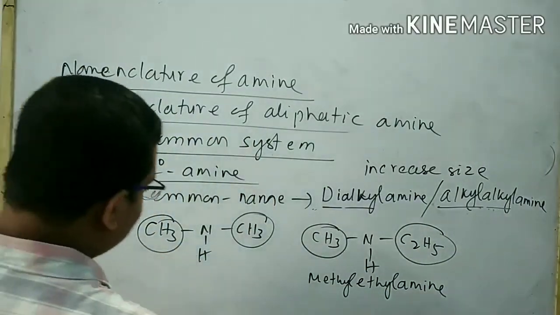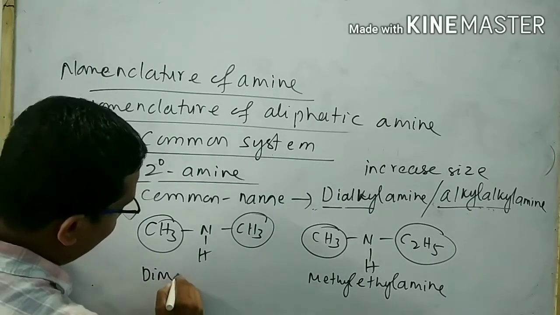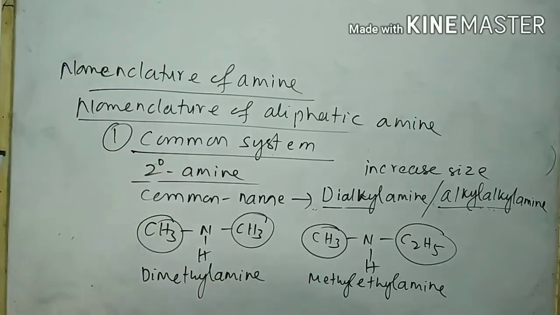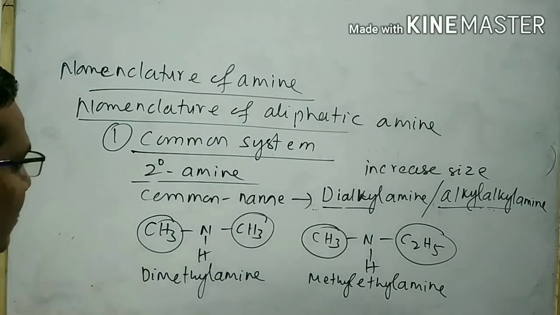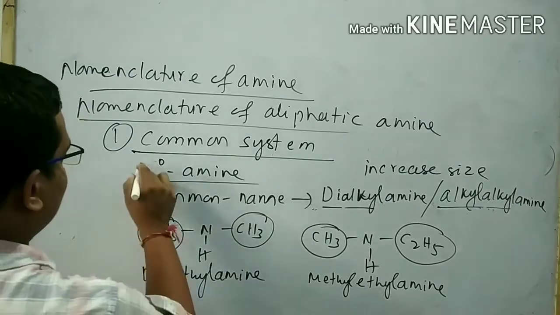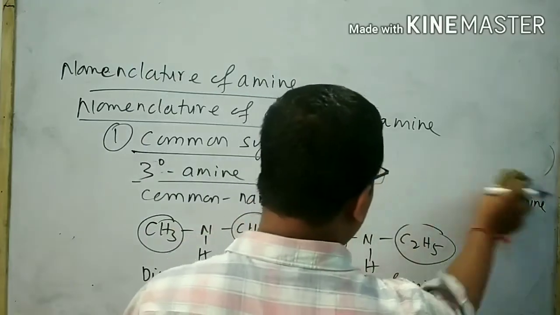Suppose take this example. What is the name of this compound? The name of this compound is dimethyl amine. You can take another example of 2-degree amine. Now I will discuss about the 3-degree amine. The common name of 3-degree amine is what?